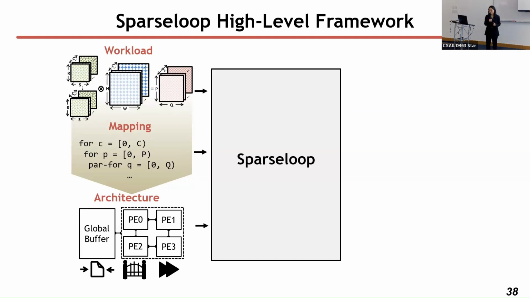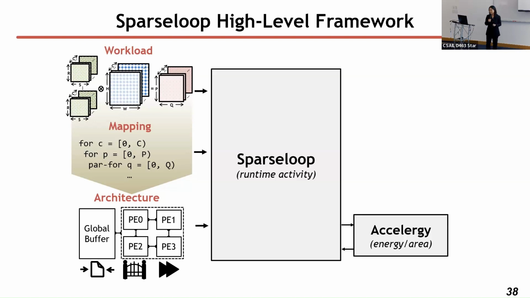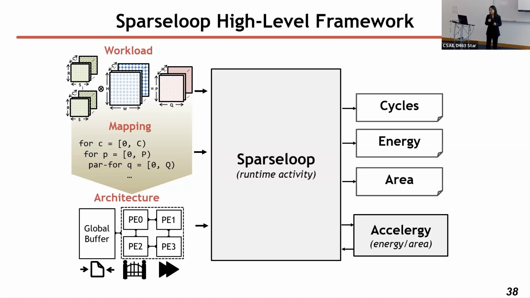So what Sparseloop does is it analyzes the three inputs and generates the runtime activity of the components in the architecture. And in order to take hardware details into account, it communicates with an energy and area estimation backend called Accelergy. In the end, it's able to generate the cycle counts, the energy consumption, and the area consumption of the specific evaluation that we want to run.